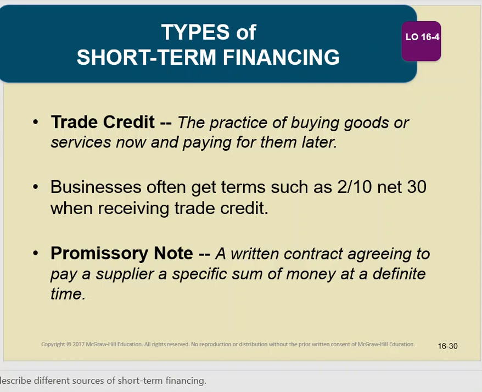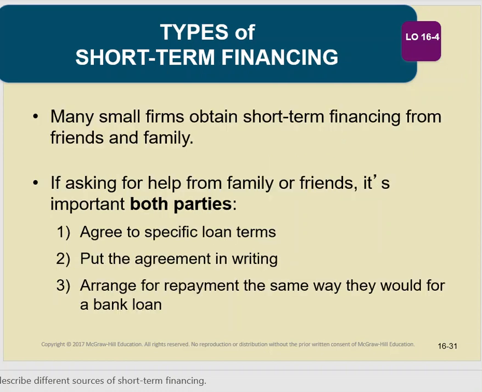Sometimes, if trade credit goes wrong, it escalates to a promissory note. That's now a written contract agreeing to pay a supplier a specific sum of money at a definite date. So when you haven't been paying on time, oftentimes it'll now have to be escalated to a promissory note. Oftentimes you go to family or friends, and as we've talked about before, you should only use family and friends to obtain capital to operate your finances on a short-term basis as a last resort, and you should treat it as a contract.